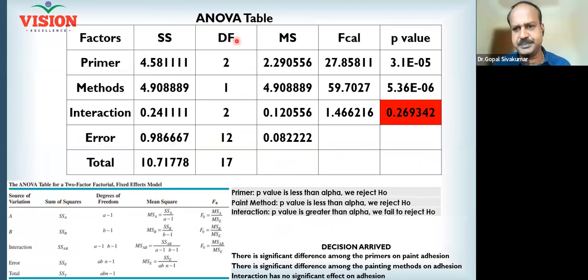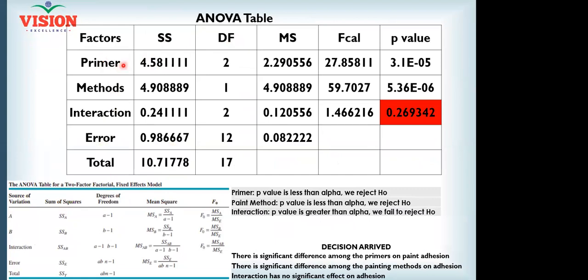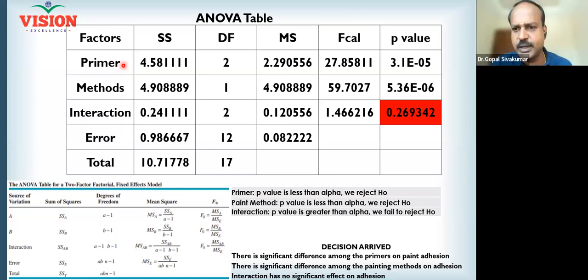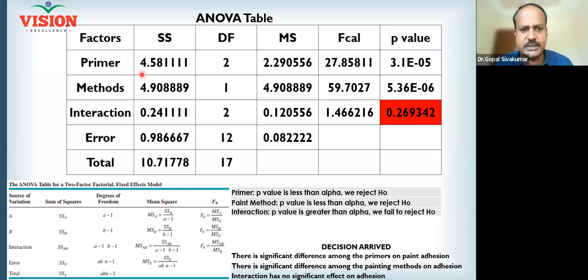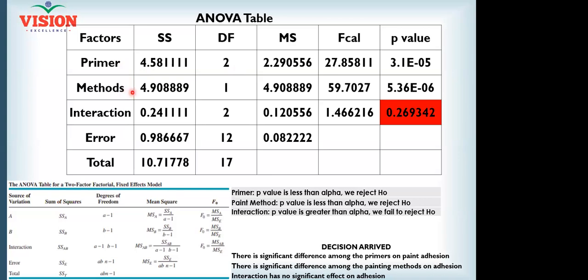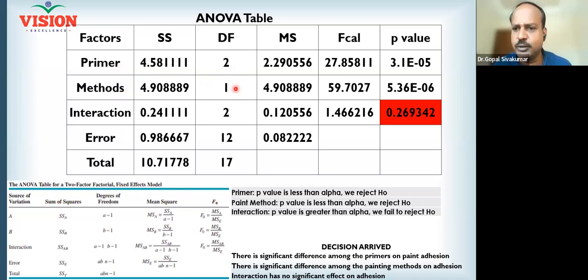Now degrees of freedom. Primer, how many types of primers are involved? 3. So 3 minus 1, 2 is the degree of freedom for the primer. Number of levels for the factor minus 1, N minus 1, that is known as degrees of freedom. Now methods. How many methods are possible? Two methods. So degree of freedom is 2 minus 1, 1.